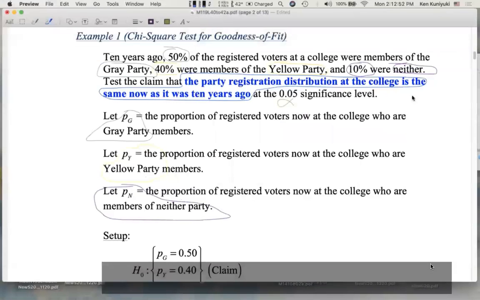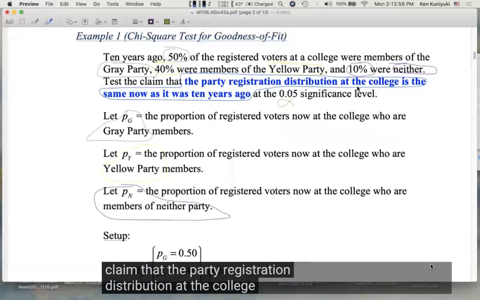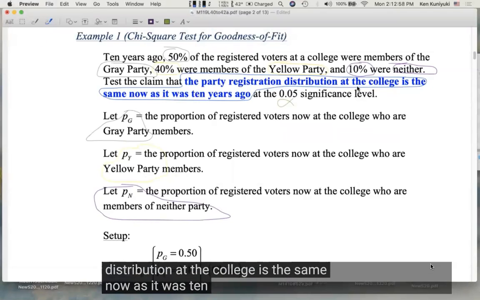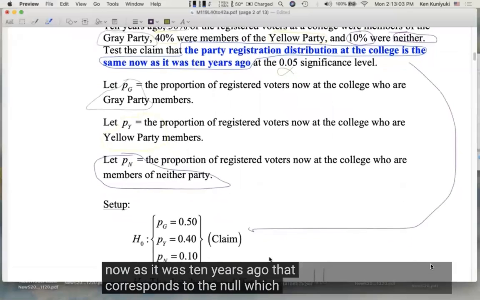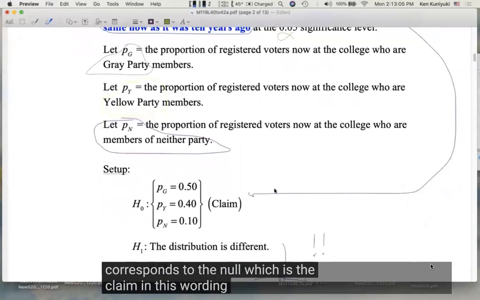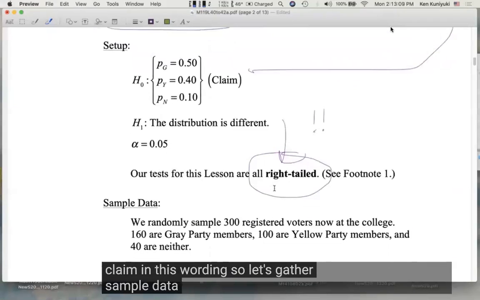Hi, everyone. Let's continue to test the claim that the party registration distribution at the college is the same now as it was 10 years ago. That corresponds to the null, which is the claim in this wording. So let's gather sample data.